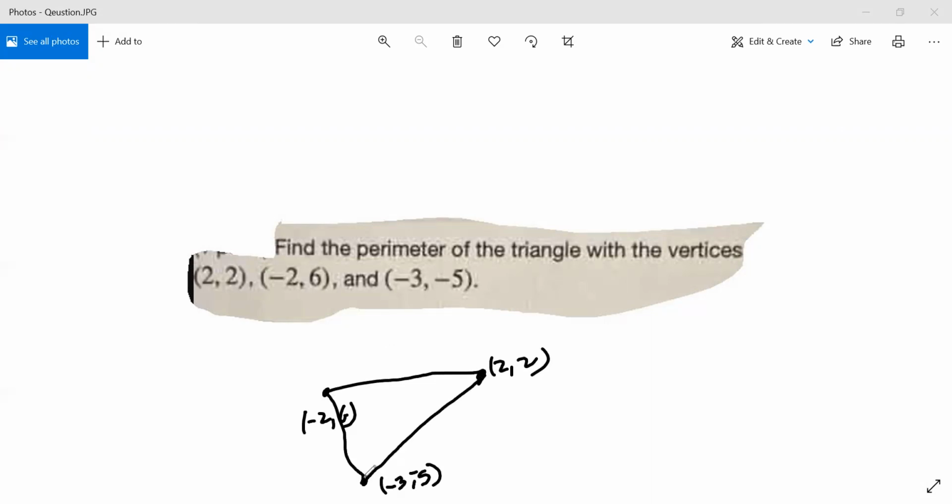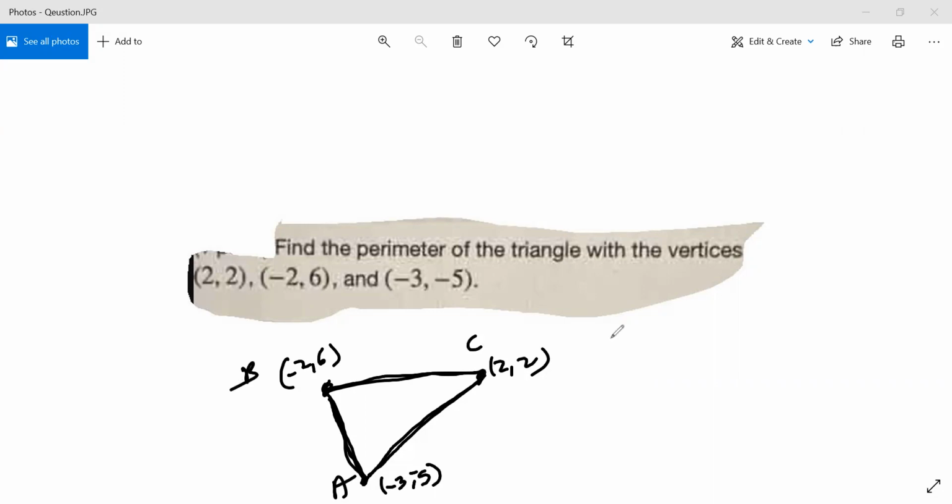And then you're just going to compute the sides of the triangle. When you compute the sides, you will know the lengths, and then you can add all the lengths together to find the perimeter, because perimeter is just the sum of the 3 sides of this triangle. So I'm just going to compute each length. I'm going to call this A, this B, this C, and we can do that by using the distance formula.